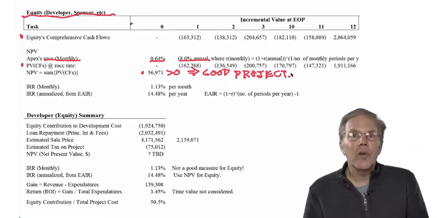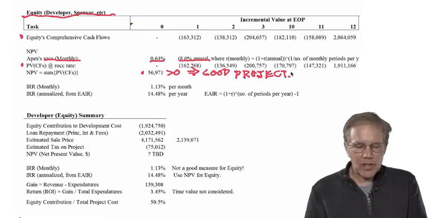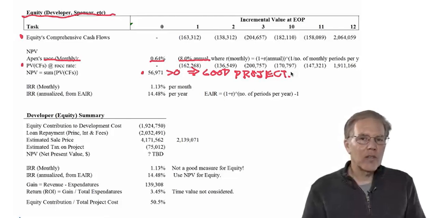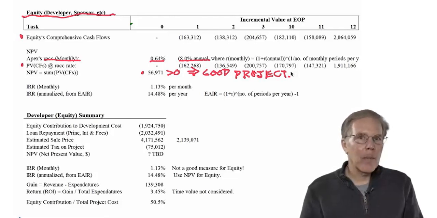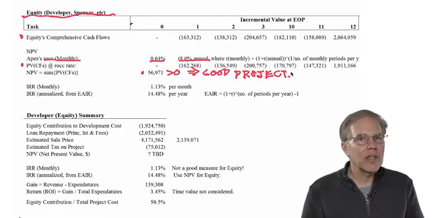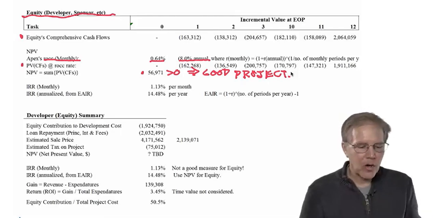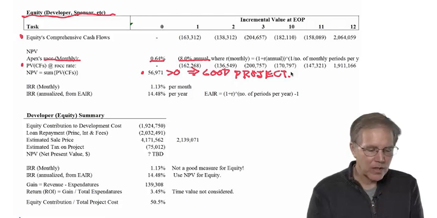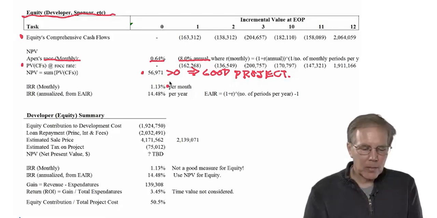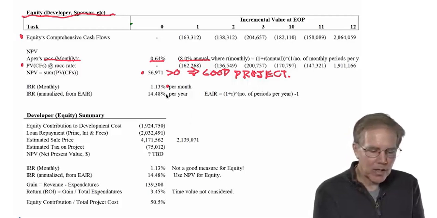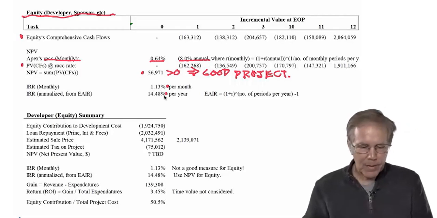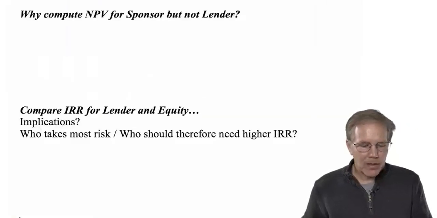Okay, we could also do an IRR for this. I don't like doing that because the developer's cash flows are more random than the lender's. There might be an unanticipated cash infusion they have to put in the middle of the project, et cetera, which could cause problems with this calculation. Nonetheless, they've got a 1.13% monthly IRR if we compute the IRR, and if we annualize that, they get about 14.5%. Okay, so that's about it.